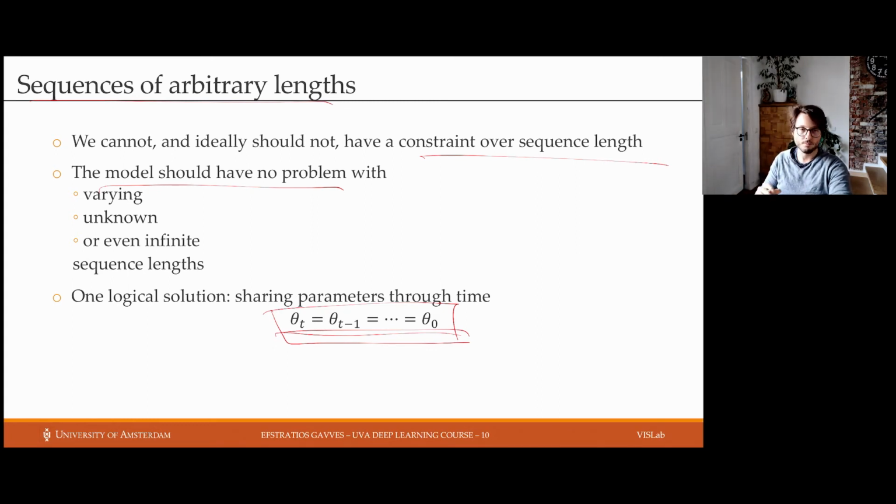So that's a very relevant analogy. For the same reason, we also should not, or we cannot easily, have an infinite number of parameters for our time steps.